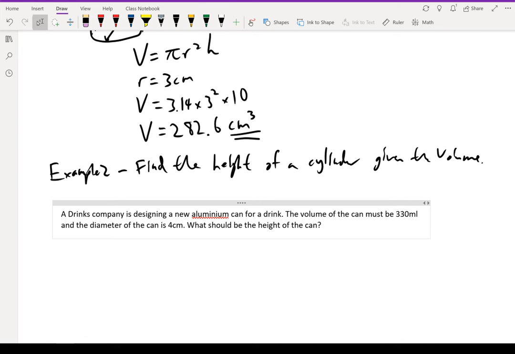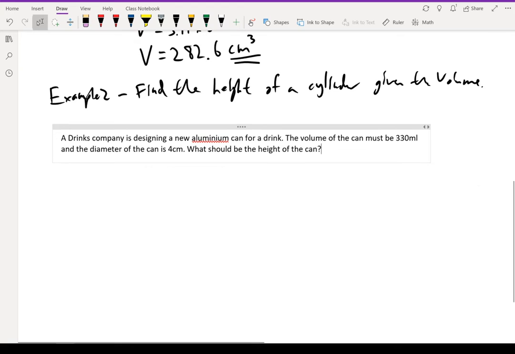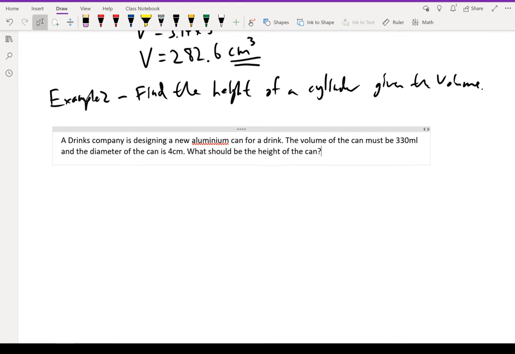The volume is 330 milliliters, which means that the volume 330 milliliters is the same as cm cubed. You can say it's similar. Okay, I'll just use cm cubed to be consistent here. Centimeter cubed. And so what should be the height of the can?